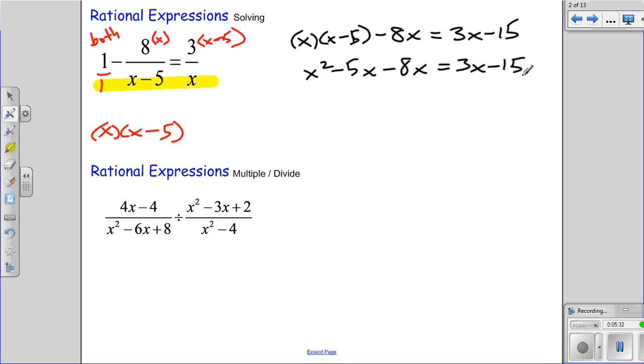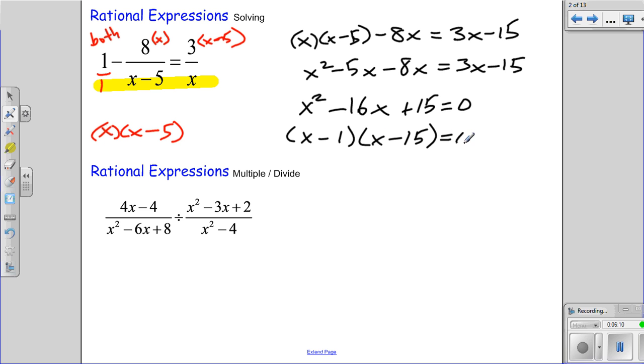Notice I can do this now because the denominators are now gone, and I'm able to put the two numerators equal to each other because the denominators were now the same. So now I'm just going to combine what we have here. We have an x squared, so it's quadratic. I'm going to move the 3x over, so we have minus 16x altogether, and then move the 15, equals 0. I'm going to factor that because it's a quadratic, and that's going to be x minus 1, and then x minus 15, and the zero product law says that x will equal either 1 or 15.